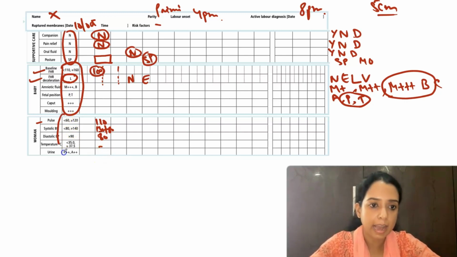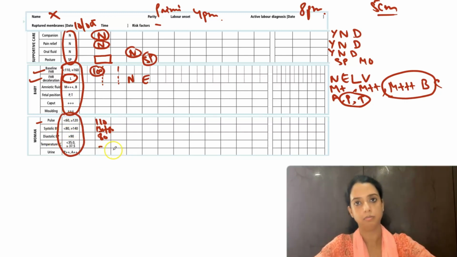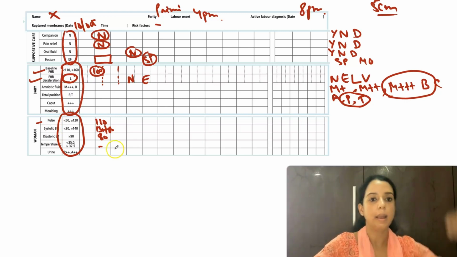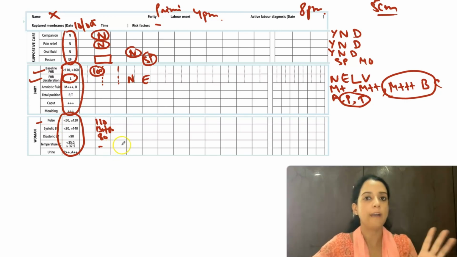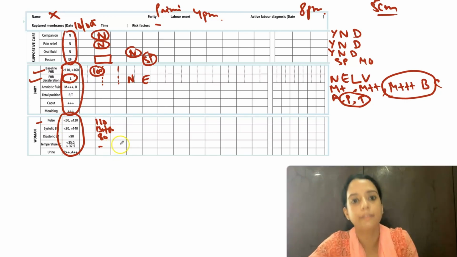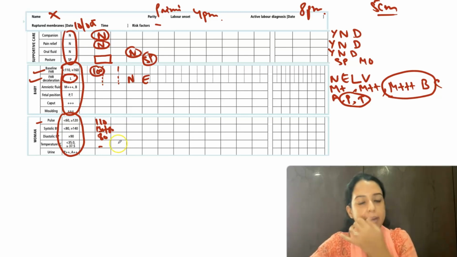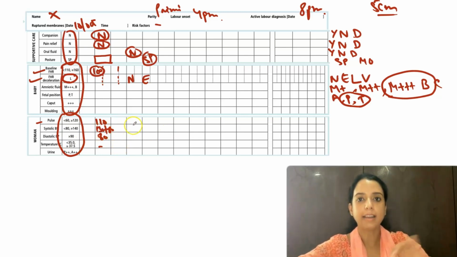And everything has been given an alert value. Pulse rate less than 60, more than 120, you have to intervene. Otherwise, you don't have to. Right? So this is how you will mark everything.